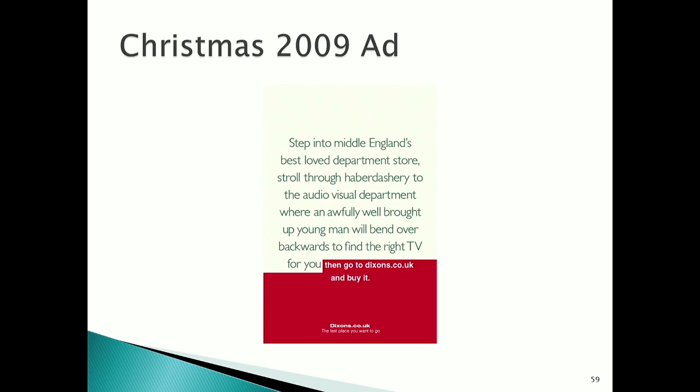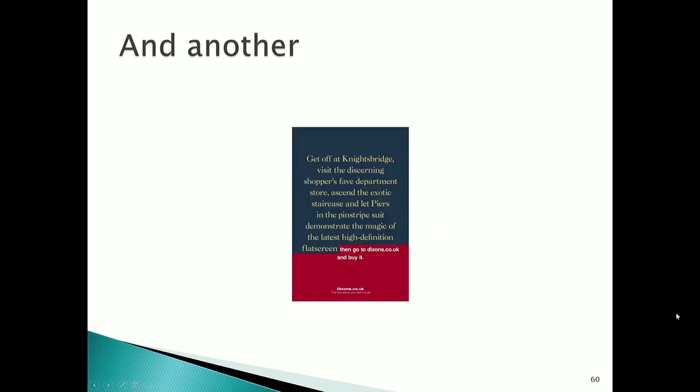Does anybody recognize what department store they're referring to? That's John Lewis. But the type is used in the John Lewis ads. And then there's another one there.